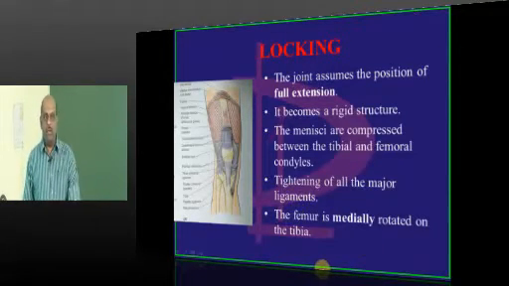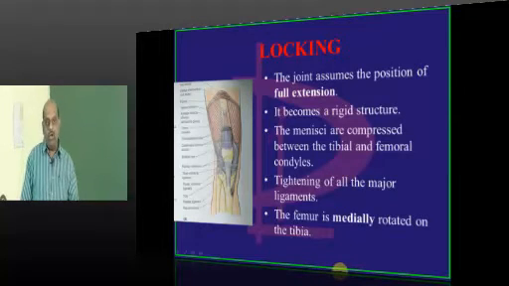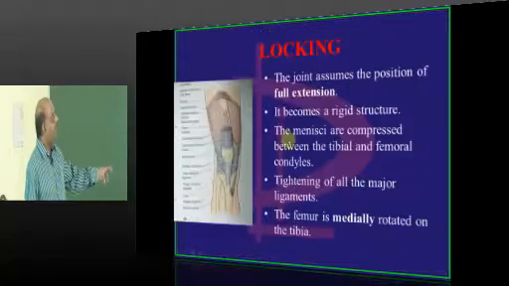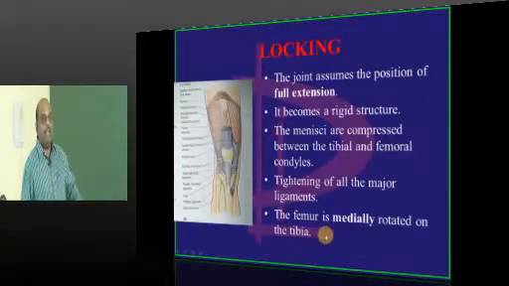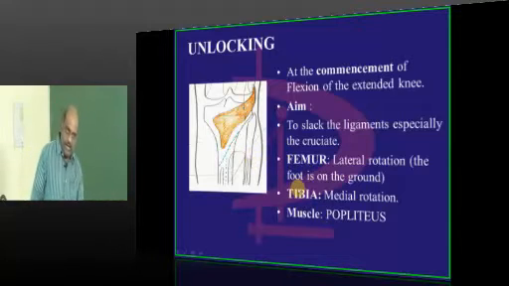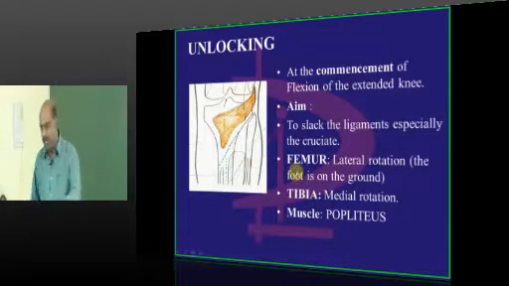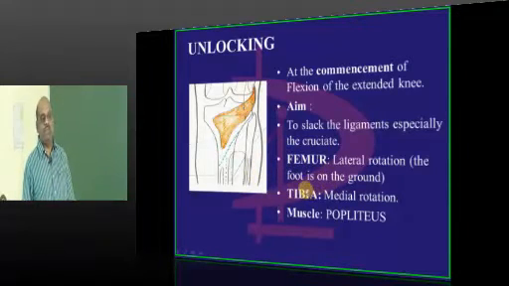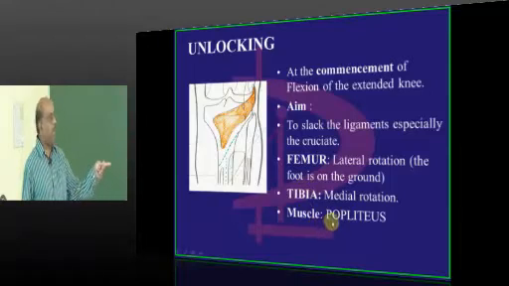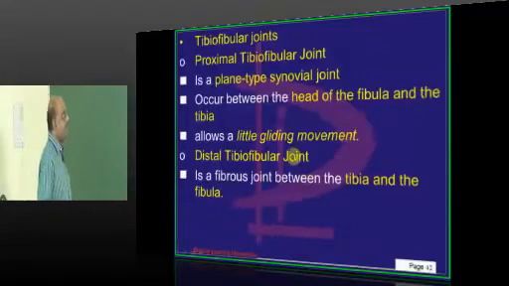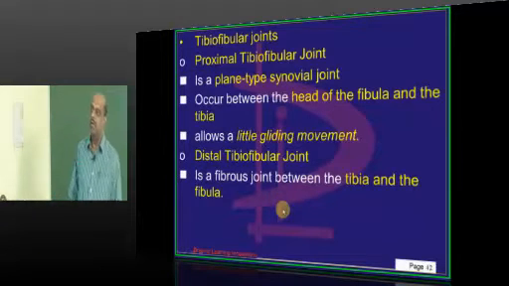And what happens to the femur? During locking, the femur becomes medially rotated on the tibia, and during unlocking, this medially rotated femur should become laterally rotated, then only the lock will open. The examiner's favorite question is what happens during locking and unlocking, and which is the unlocking muscle, which is the popliteus. That is what you have to clearly remember for tomorrow's exam, doctor.